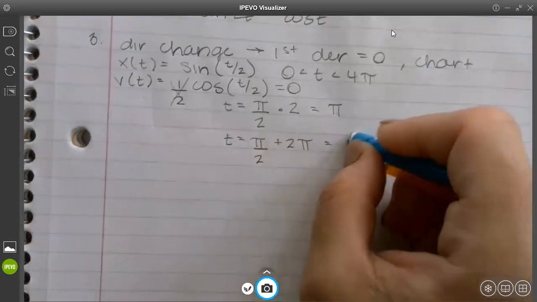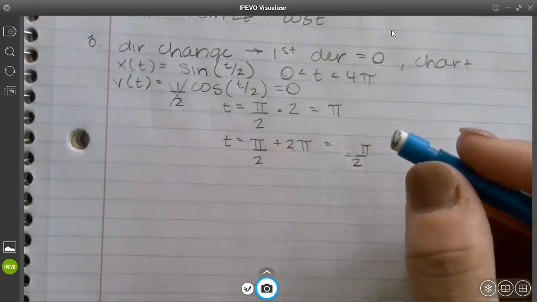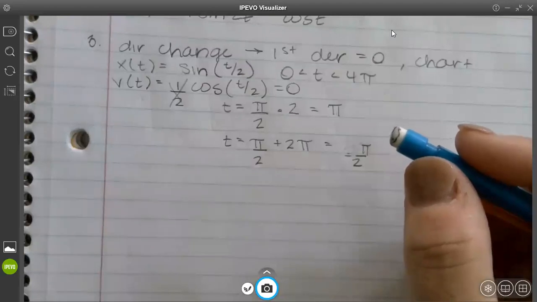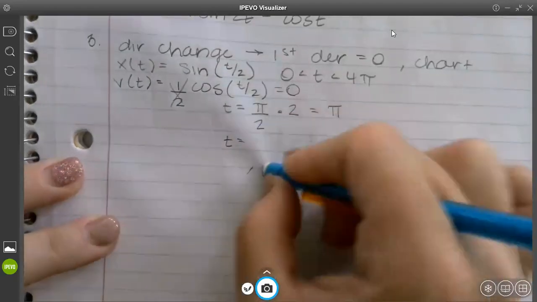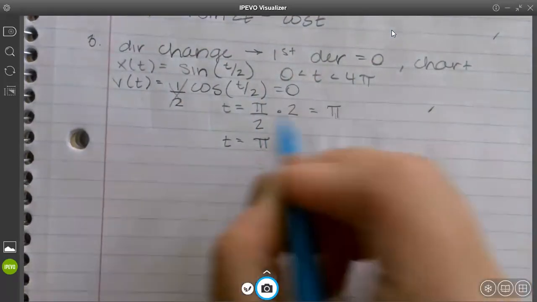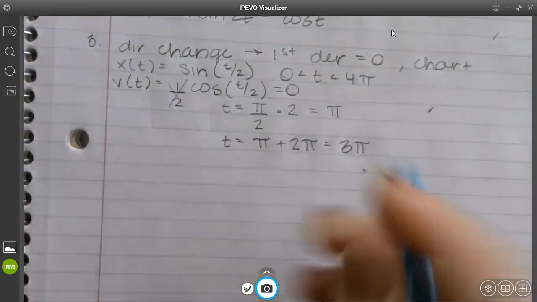I'm sorry. Wait a minute, hold on. I messed something up. It should be 3 pi. Why should it be 3 pi? Because we started at pi and we're doing what to it? Adding 2 pi. Sorry, I was doing it the hard way.